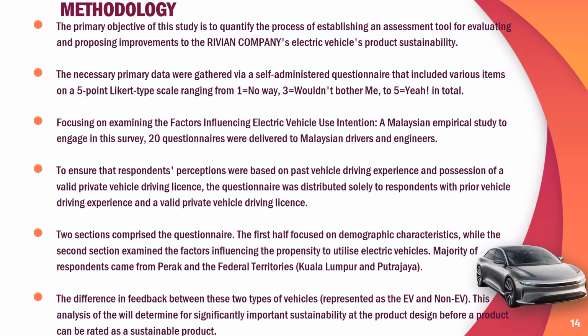Okay, for methodology, basically we have a few methods that we have used in this project. The primary objective of this study is to quantify the process of establishing an assessment tool for evaluating and proposing improvement to the Rivian company's electric vehicle product sustainability. The necessary primary data were gathered via a self-administered questionnaire that includes various items on a 5-point Likert-type scale, ranging from 1 equal to no way, 3 equal to wouldn't bother me, 5 equal to yes.